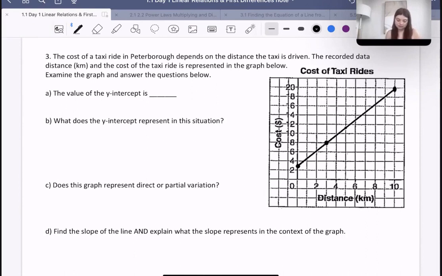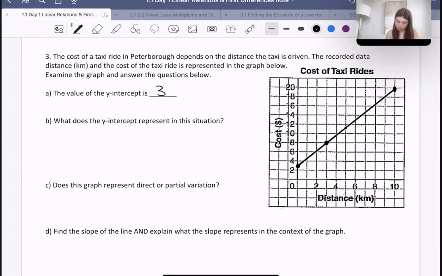The cost of a taxi ride in Peterborough depends on the distance the taxi is driven. The recorded data, distance in kilometers and the cost of the taxi ride, is represented in the graph below. Examine the graph and answer the questions. The value of the y-intercept is, well, it looks like it's 3, right? Because it's partway between 2 and 4, so I'm going to say 3.